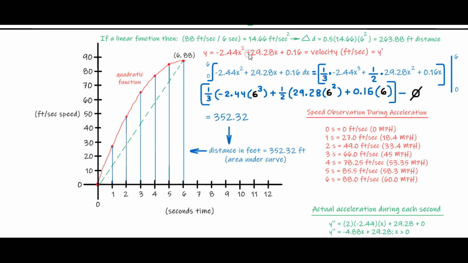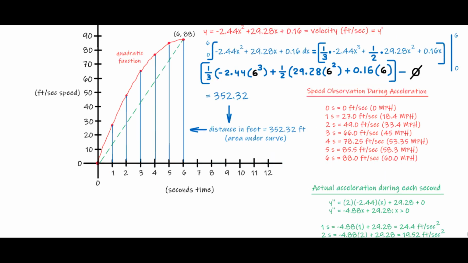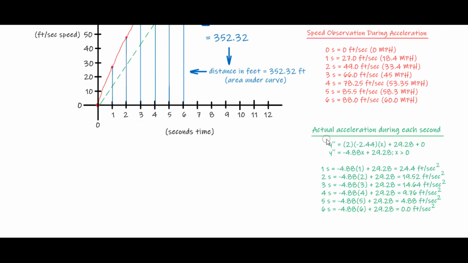So again, we apply the rules for the power rule in differentiation. 2 comes down times the coefficient to the x to the 1 power, and then 29.28. The x is out, and then the constant is 0. So we did that right here. So the second derivative, the acceleration function, is negative 4.88x plus 29.28, where x is greater than 0.